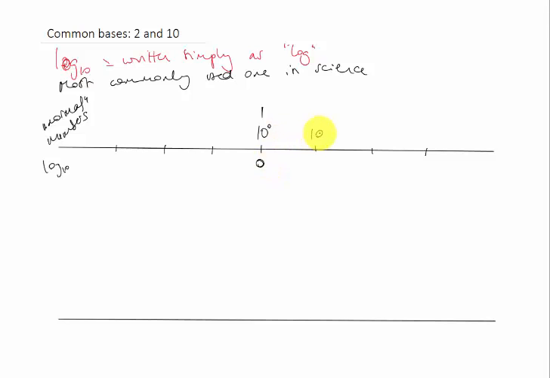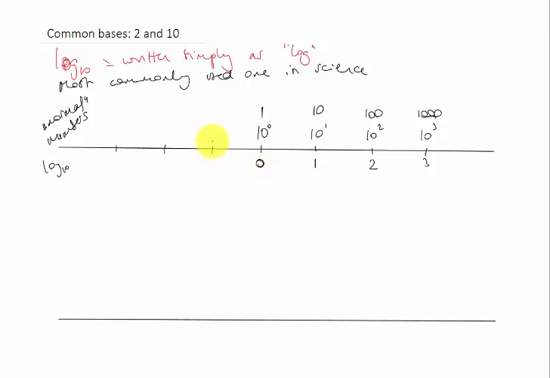Then if we move up, we've got 10 to the power 1, so the logarithm is 1, so that's equal to 10. So these numbers are all equivalent. So the log in base 10 of 10 to the power 1 is equal to 1. 10 to the power 2, or 100, the logarithm in base 10 of that is 2. 10 to the power 3, or 1000, the logarithm is 3, because the exponent here is 3.